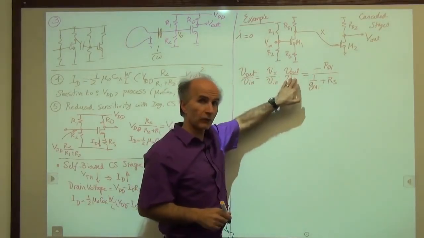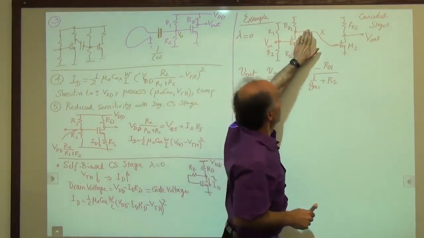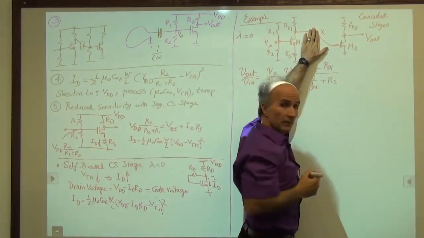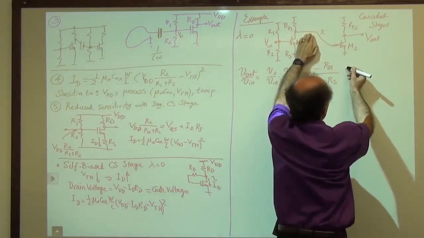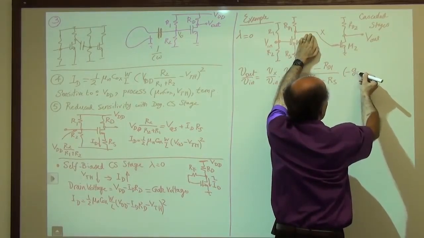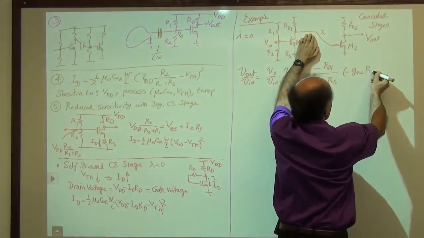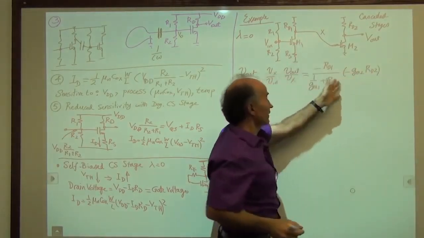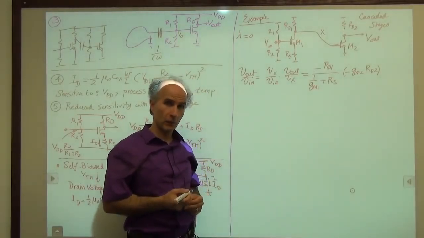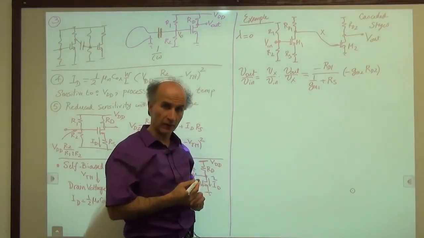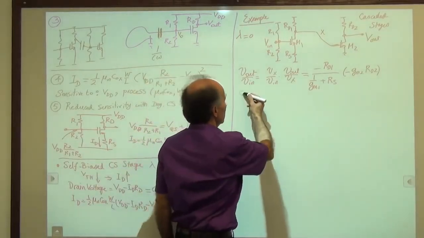Now, for Vout over Vx, we have this stage. So that's even simpler. That's just a simple common source stage. So for that, we have minus Gm2 times RD2. And this is the overall voltage gain of that cascade. So we just have to be comfortable with these calculations. Very well.